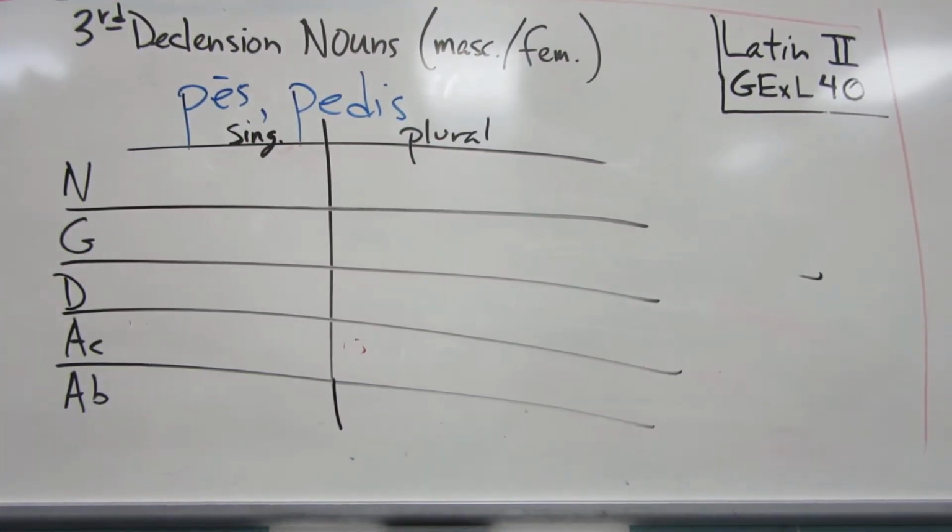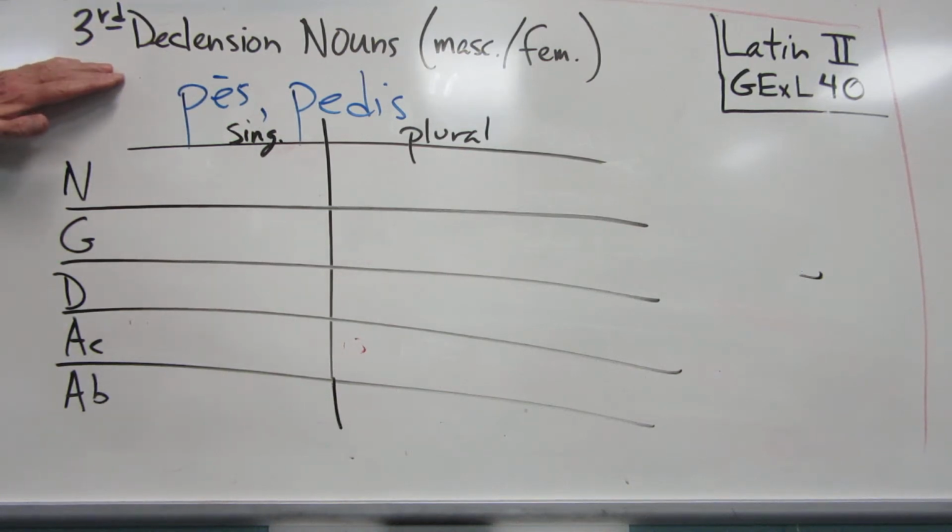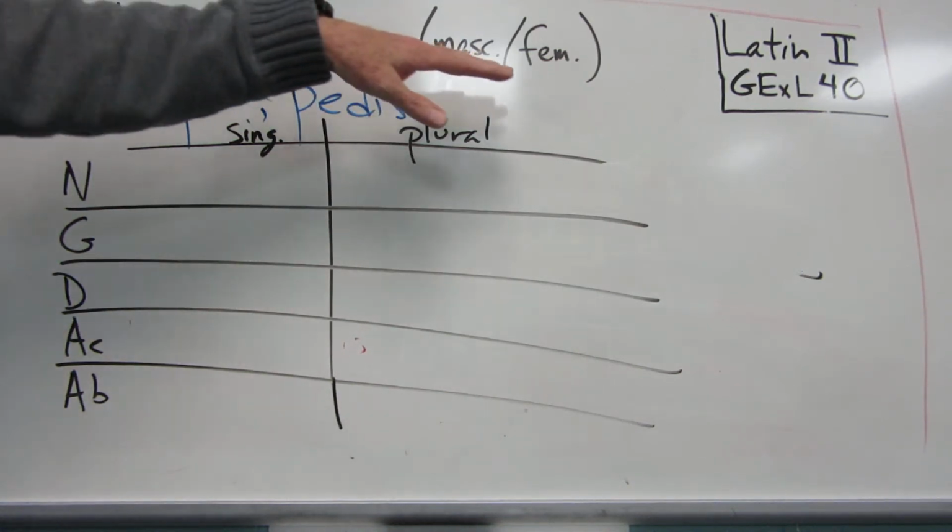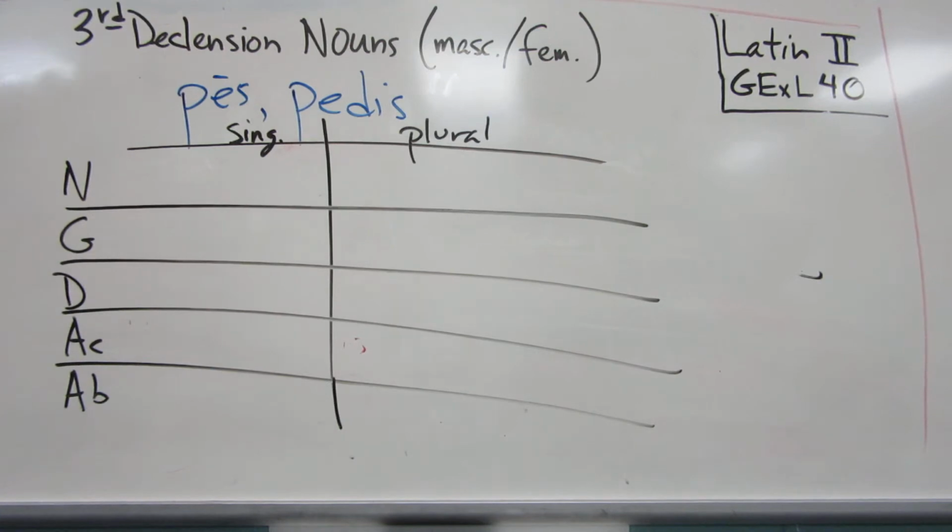Okay, guys, I thought I would do just a quick little instructional video for my Latin 2 students to help you with the grammar exercise for Lesson 40. Lesson 40 introduces us to the declension of third declension nouns. And in this case, we're talking about feminine and masculine third declension nouns. Neuter is slightly different, and there are also some other variations that we'll see in the future.